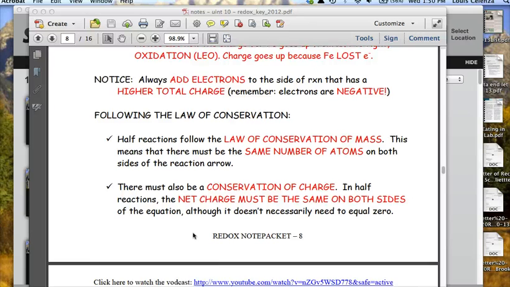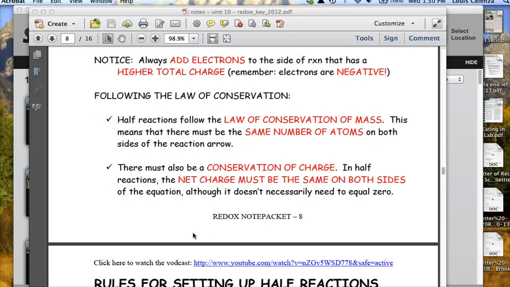So let's take a look at this. And this is a rule, something that we already talked about, following the law of conservation: half reactions, just like a full chemical reaction, must follow the law of conservation of mass, which means there must be the same number of atoms on both sides of the arrow. Not only that, but there also must be a conservation of charge, which means that the gain of electrons during reduction has to equal the loss of electrons during oxidation. And we'll go through and show you what this actually means.